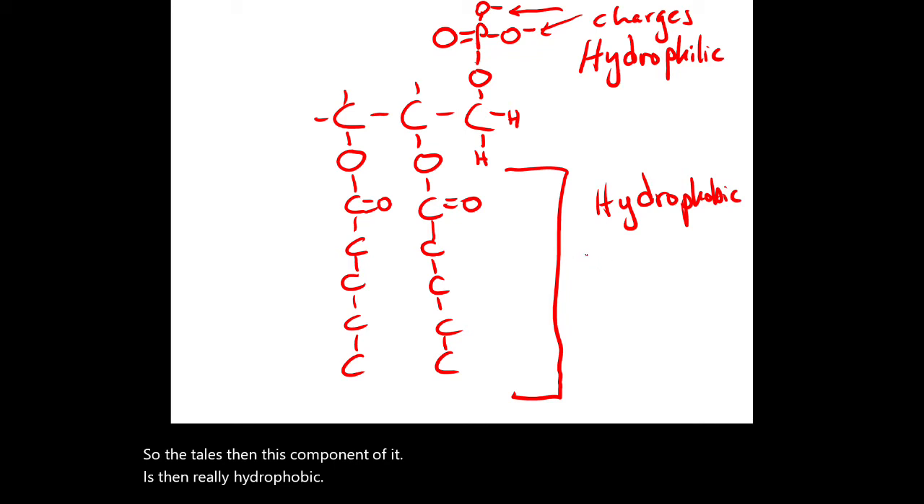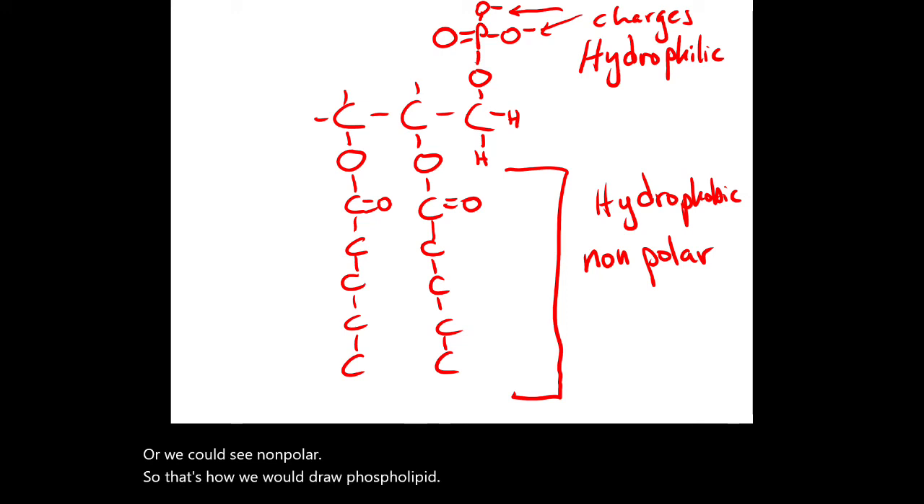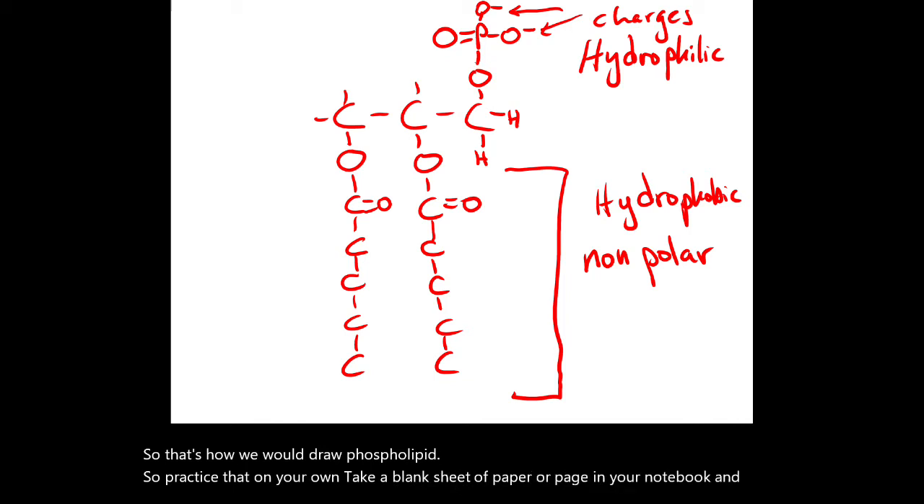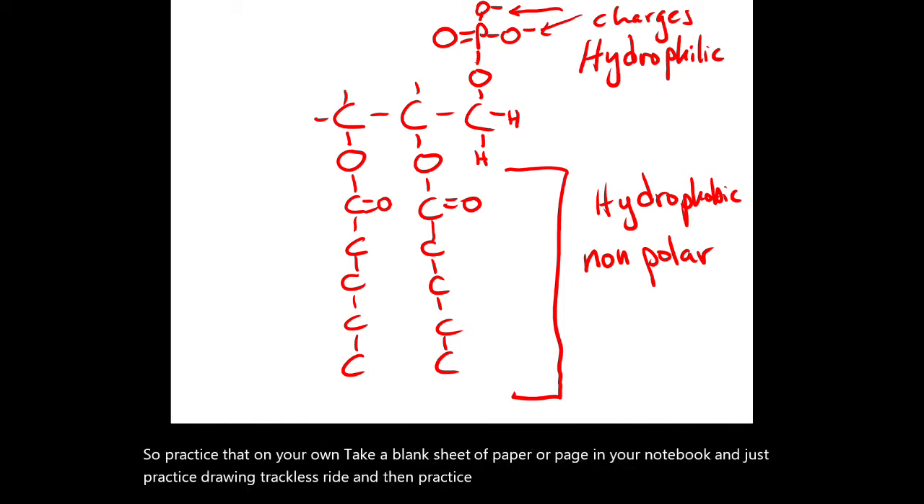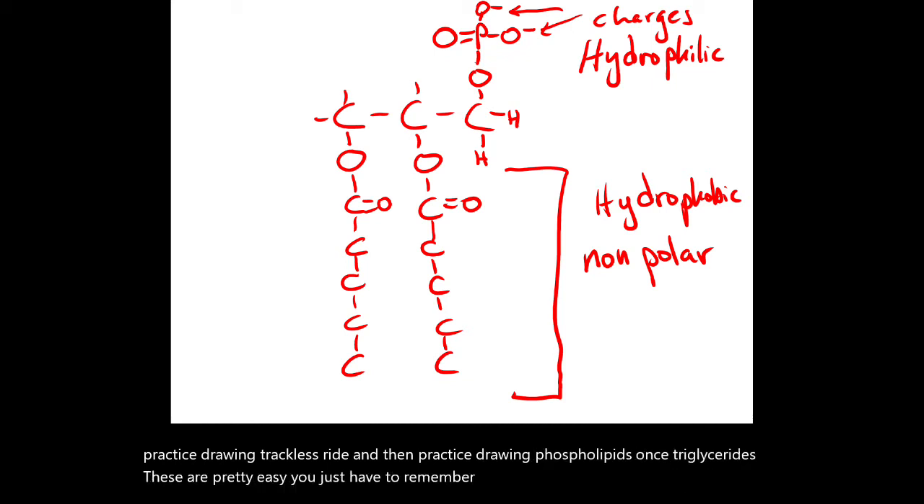Or we could say non-polar. All right, so that's how we would draw a phospholipid. So practice that on your own. Take a blank sheet of paper or page in your notebook and just practice drawing triglyceride and then practice drawing phospholipids. Once you know triglycerides, these are pretty easy. You just have to remember that phosphate going on the other side there instead of one of the fatty acids.